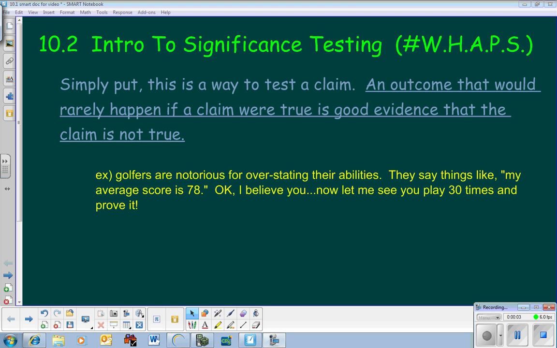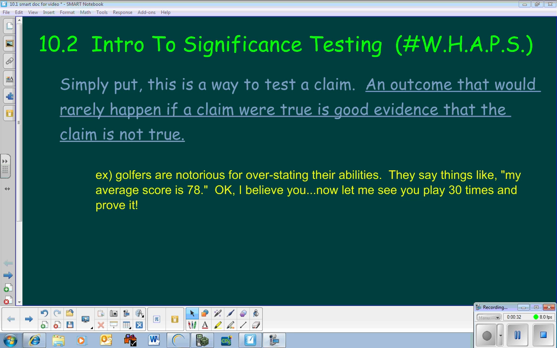Today we find ourselves in 10.2. I am almost as excited about this one as I was 10.1. Maybe just as excited. We're going to start significance testing, also called hypothesis testing, today. And hashtag WHAPS, it's not WAPS, it's WHAPS, is an acronym that's just going to help us remember the steps of every significance test we do. And I just put a hashtag on it because that's what you kids do these days.